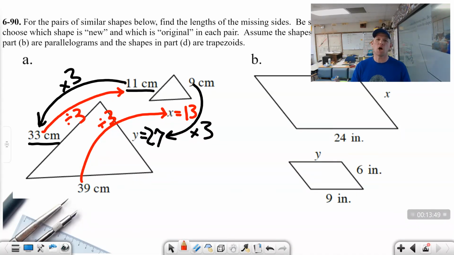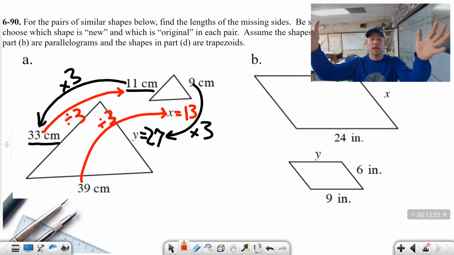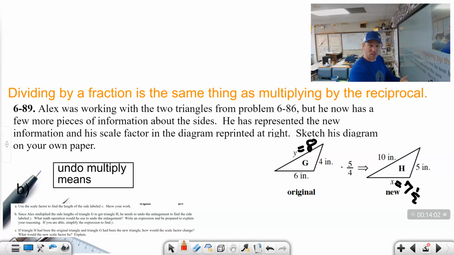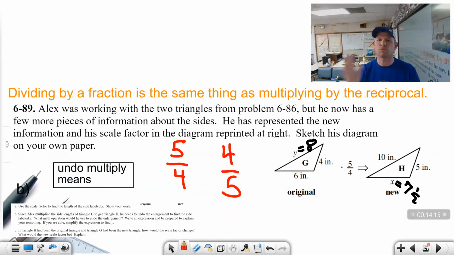Scale factor is all about direction. Is it getting bigger? Is it getting smaller? If you're trying to make it bigger, multiply. If you're trying to get smaller, divide. Unless you're dealing with a fraction. If you're dealing with a fraction, driving forward was 5/4. Driving backward was 4/5. You have to pay attention to direction.